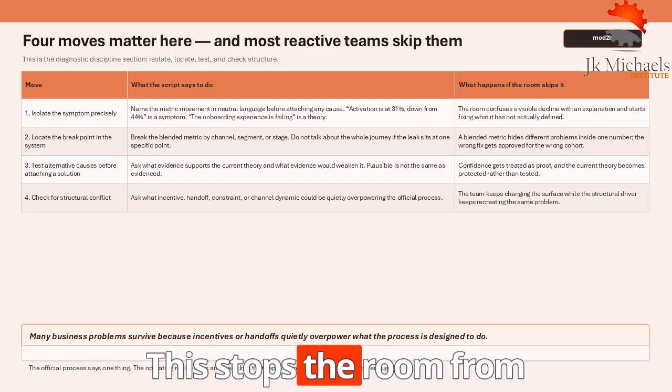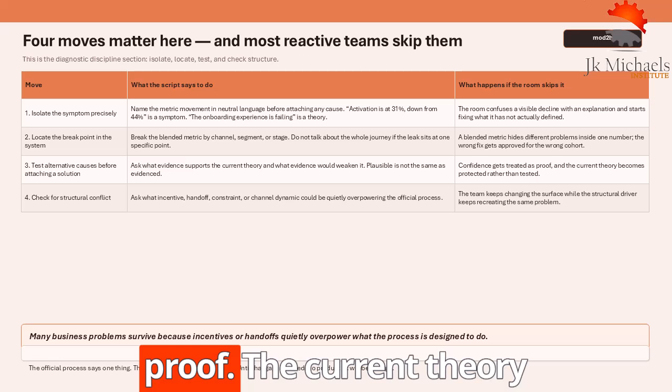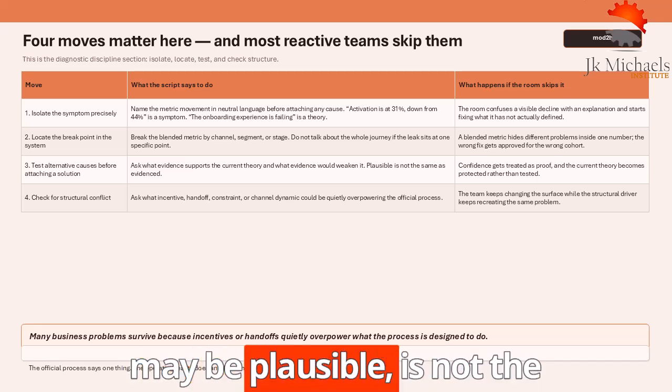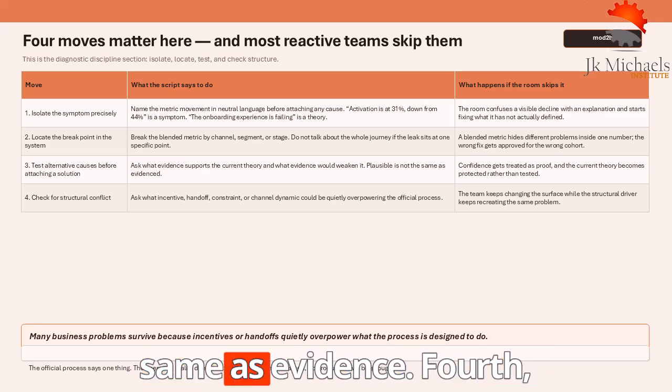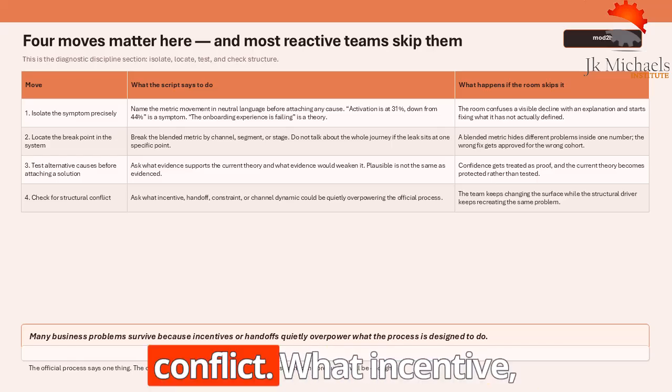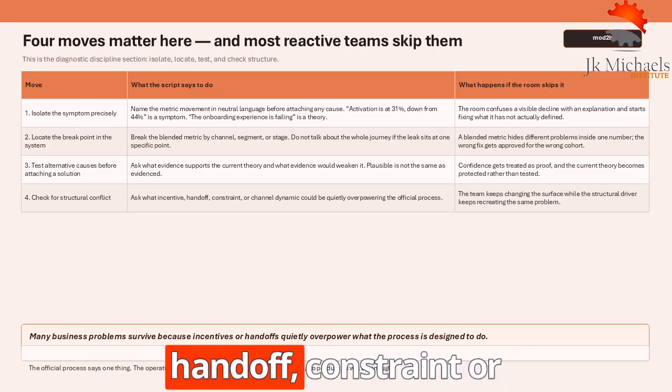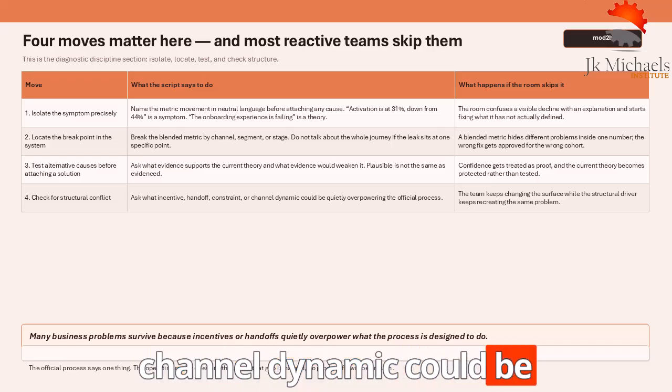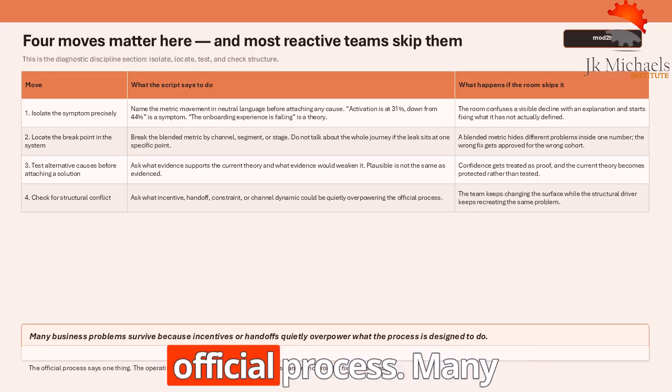This stops the room from treating confidence as proof. The current theory may be plausible. Plausible is not the same as evidenced. Fourth, check for structural conflict. What incentive, handoff, constraint, or channel dynamic could be quietly overpowering the official process?